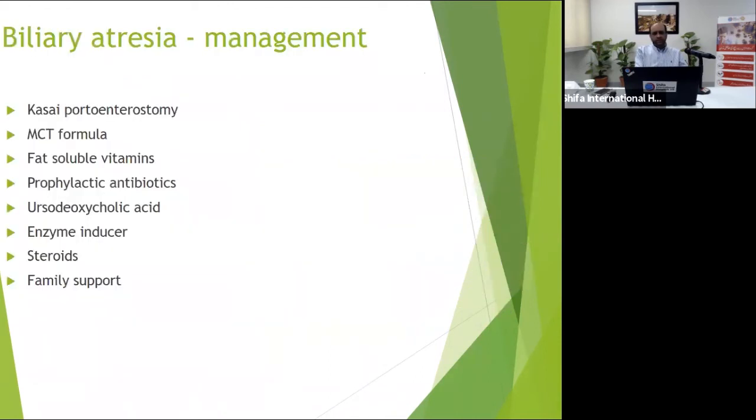So in biliary atresia management, besides doing this, we usually give MCT-based milk formula, fat-soluble vitamins, and also prophylactic antibiotics. We get help from ursodeoxycholic acid to get the resolution of the jaundice. Also, we give enzyme inducers, and steroids are also part of the treatment. And on top of this, family support, reassurance, education, and being in touch with them and following them remotely, even if needed, is required to get a positive and good outcome.